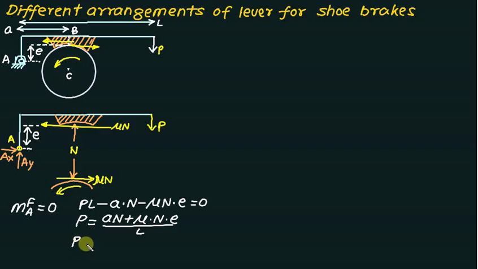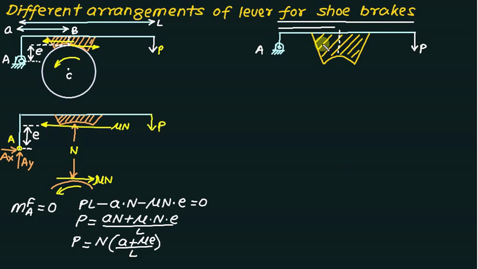Or we can write this external force P equals N, which can be taken common, multiplied by A plus E, and the whole thing is divided by L. Since A and E are positive, P is also positive. This one is actually mu times E, not exactly E. So this is mu times E. So we have external force equals N times A plus mu multiplied by E divided by L, where L is the length of lever, A is the distance of the center from the hinge, and E is the eccentricity between the point of application and the hinge, and N is the normal reaction.